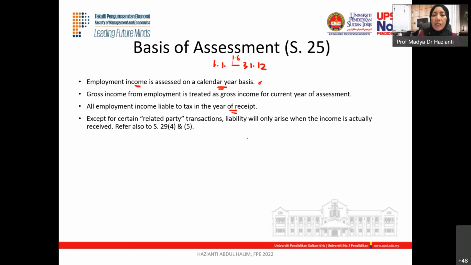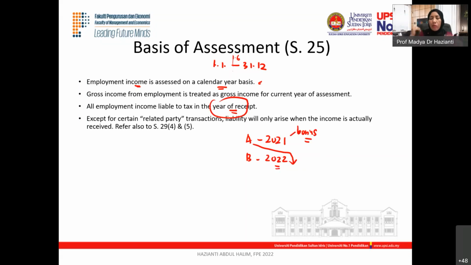For example, okay, you work at company A until year 2021, and work at company B in year 2022. Right? While working at company A in 2021, you earned a bonus, but this bonus is received in year 2022 from A. This bonus is taxable not in year 2021 but in year 2022, the year of receipt, even though the bonus belongs to year 2021.